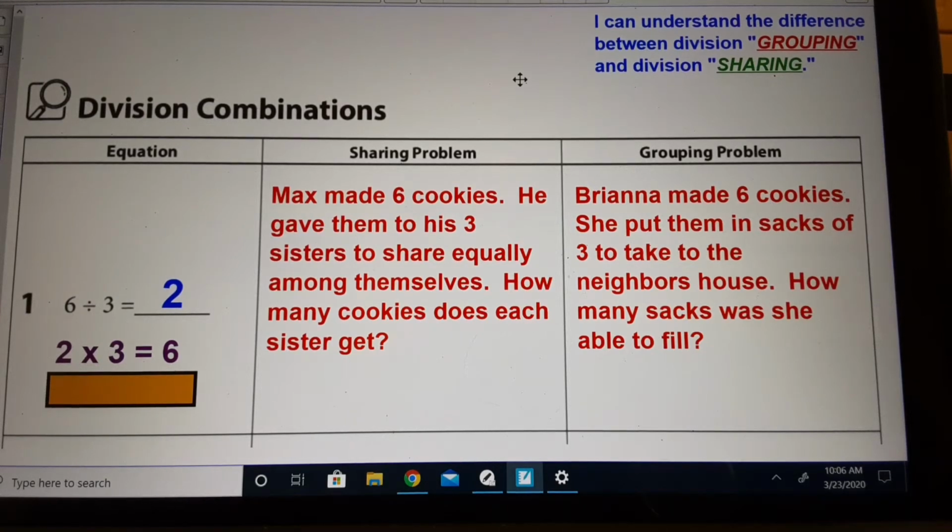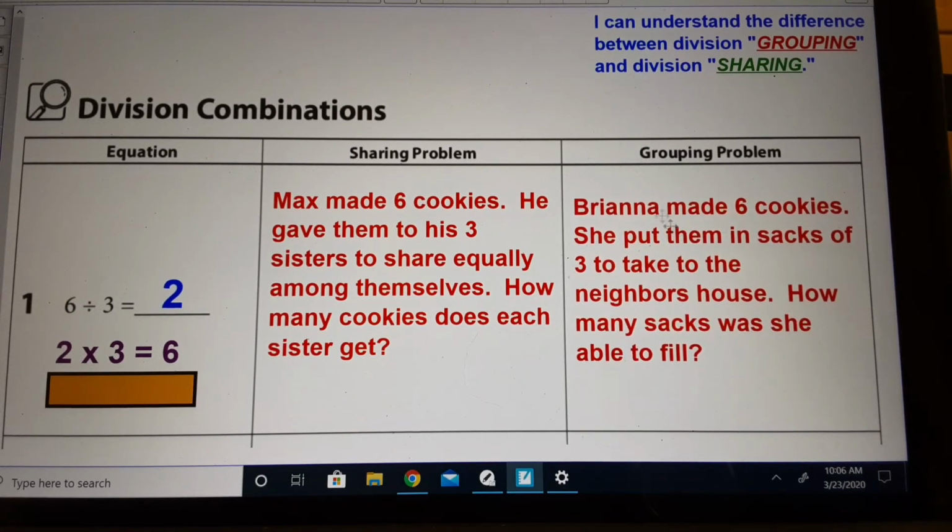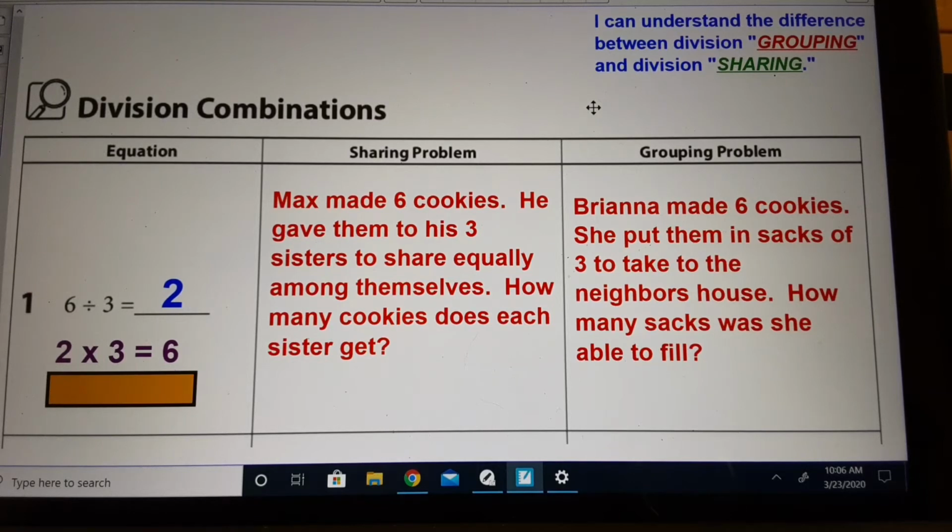So here are 2 different situations about Max and Brianna and cookies. But are they in the right place? Is this a sharing problem, and is this a grouping problem? Well, I'm going to read them both and decide, and we'll talk a little bit about it. Max made 6 cookies. He gave them to his 3 sisters to share equally among themselves. How many cookies does each sister get?